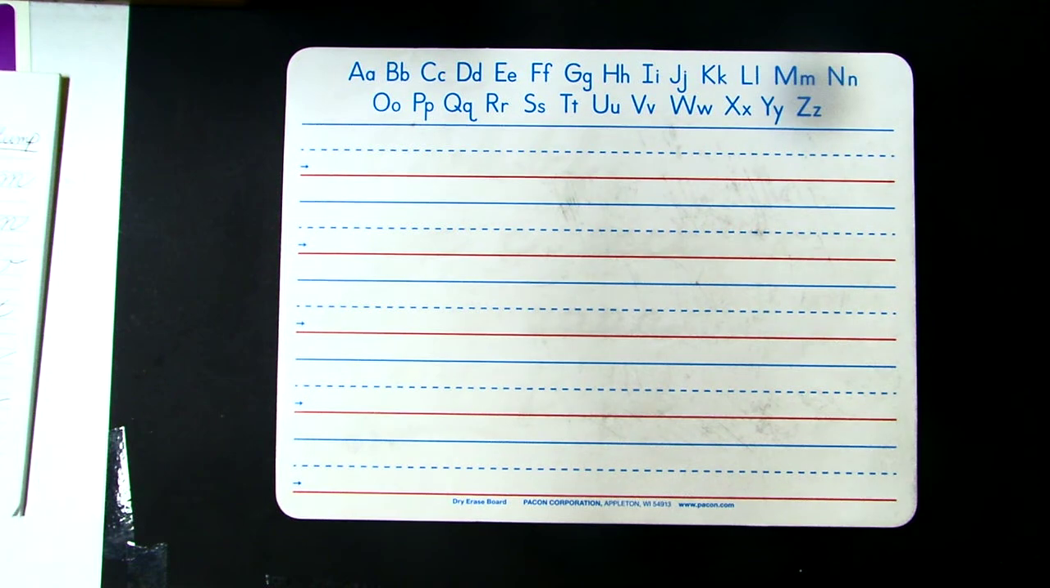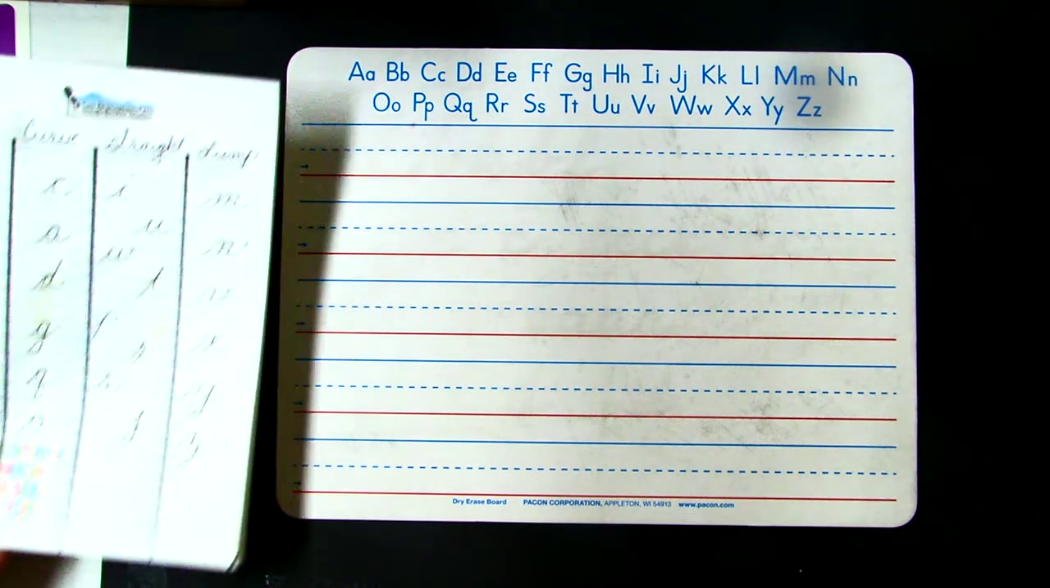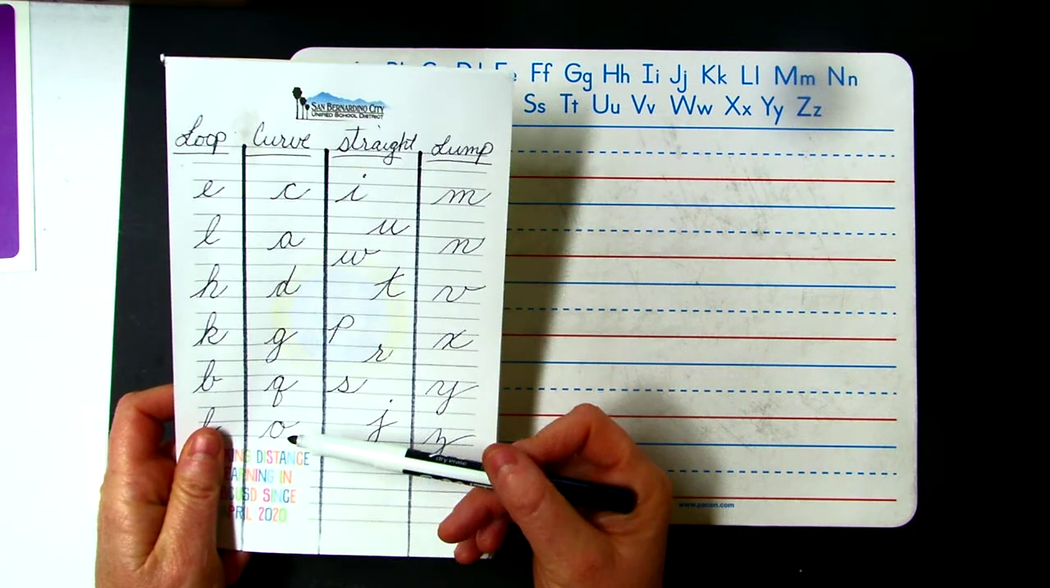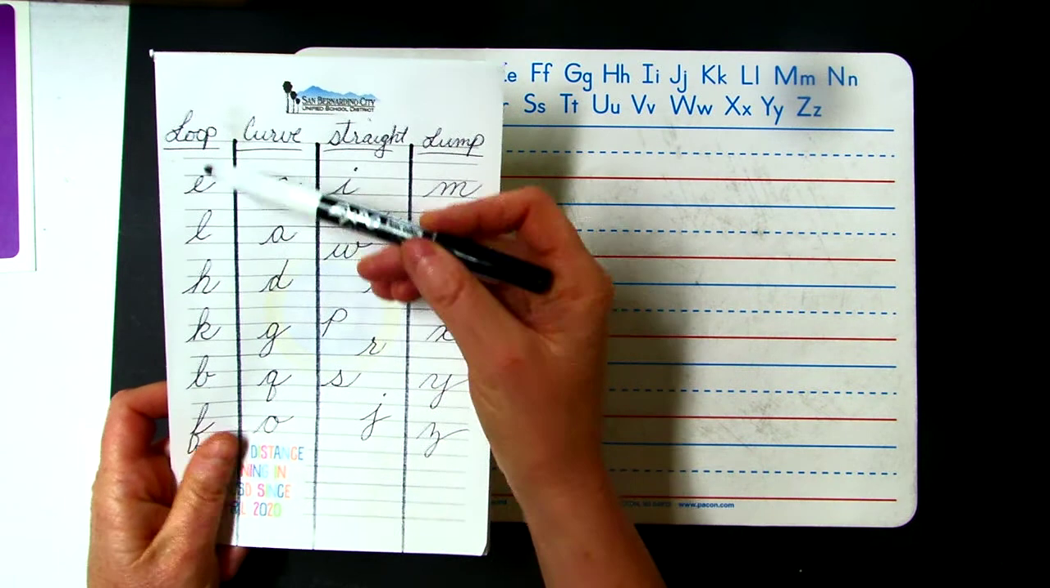Hi students, we're going to continue lesson 2 in cursive and it's going to be the curved letters. But before we do those, let's review our loopy letters.